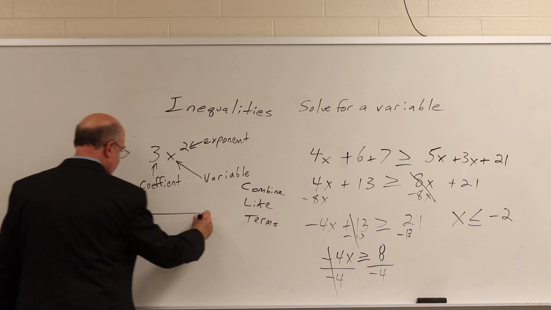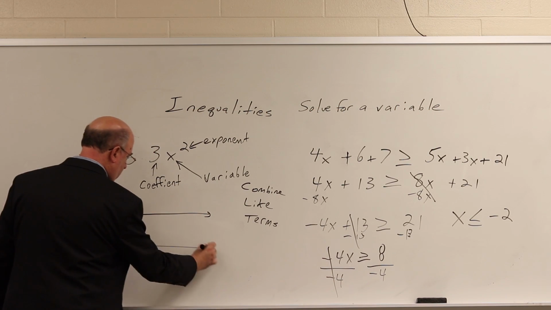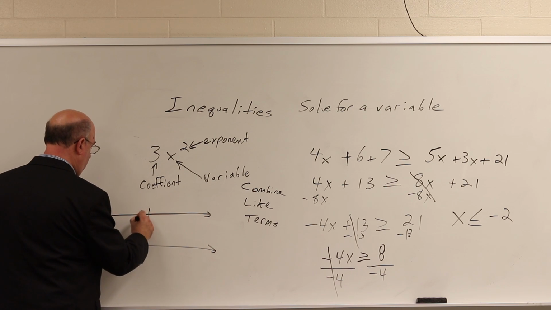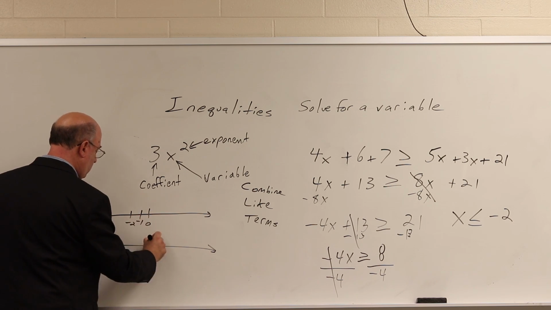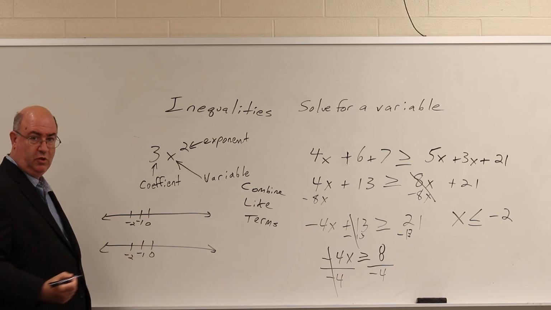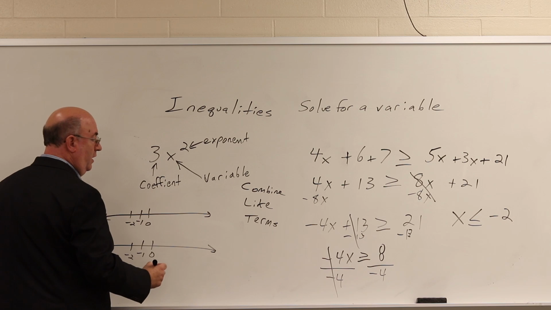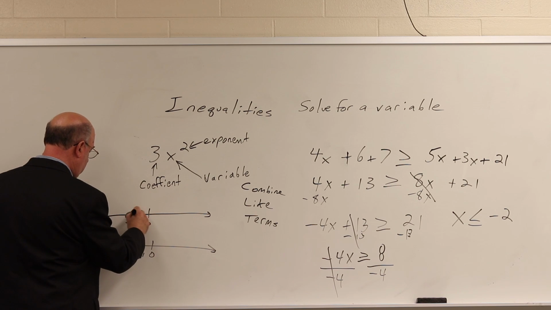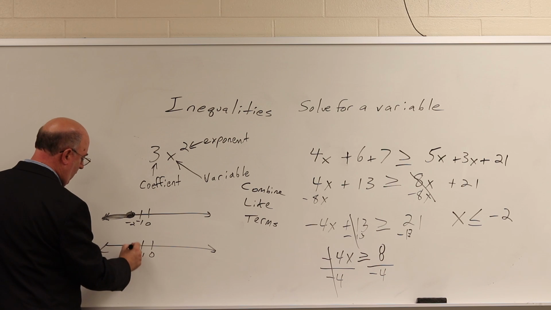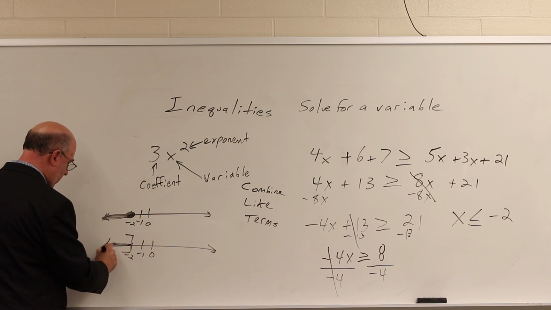All right, put those number lines back there. 0, -1, -2, 0, same thing. Okay, circles first. Negative 2 is included. Goes to the left. Brackets, got the square bracket, now it's going left.